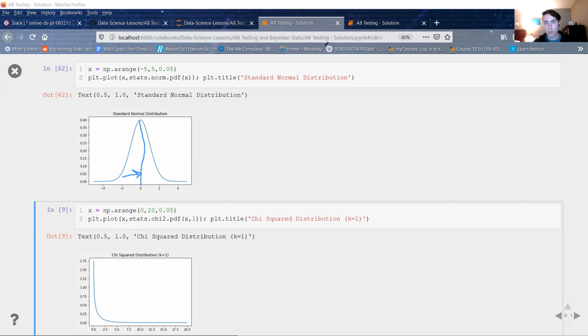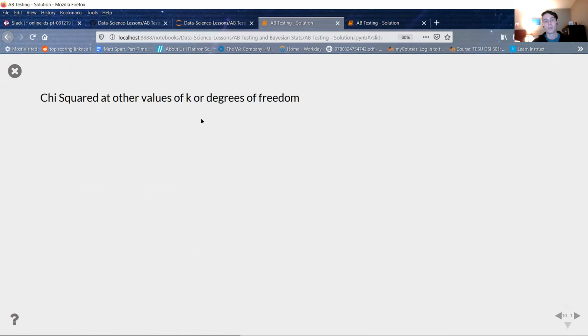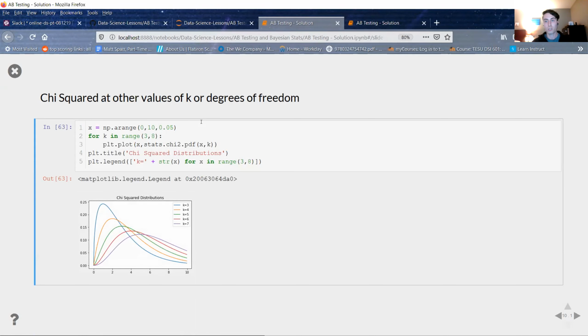So chi-squared is dependent on a value of k, which is the degrees of freedom, and this changes the shape of it. So what you just saw was chi-squared with a k of 1, but this shows you for values k equals 3 through 7. So you can see as k increases, it kind of shifts the distribution to the right, and it becomes shorter.